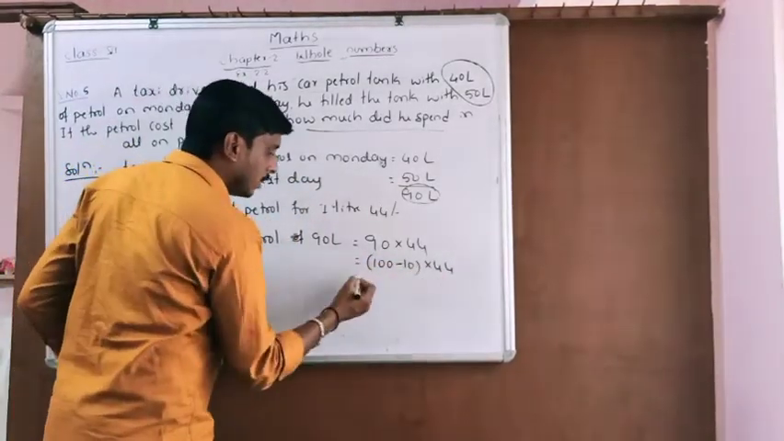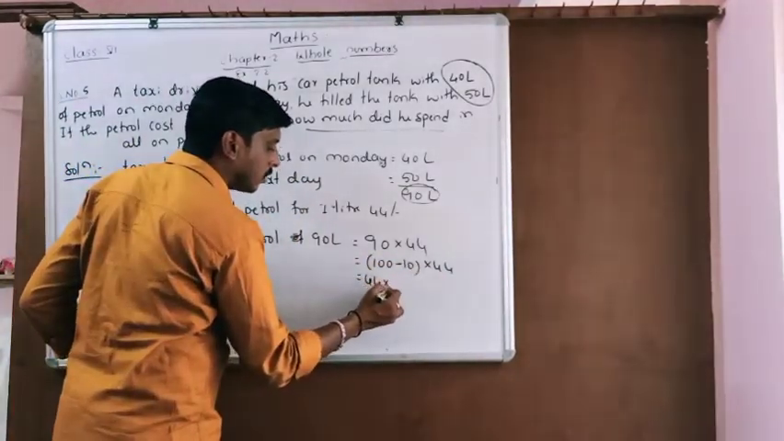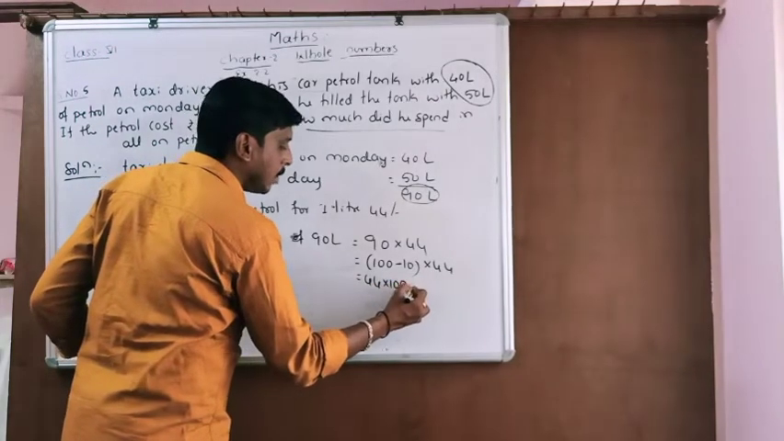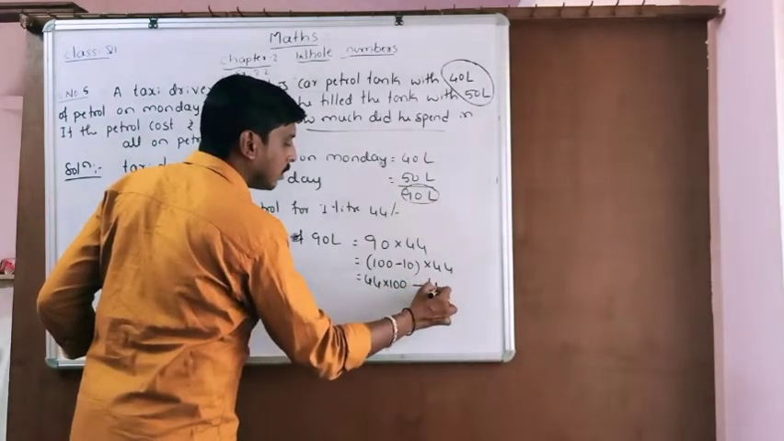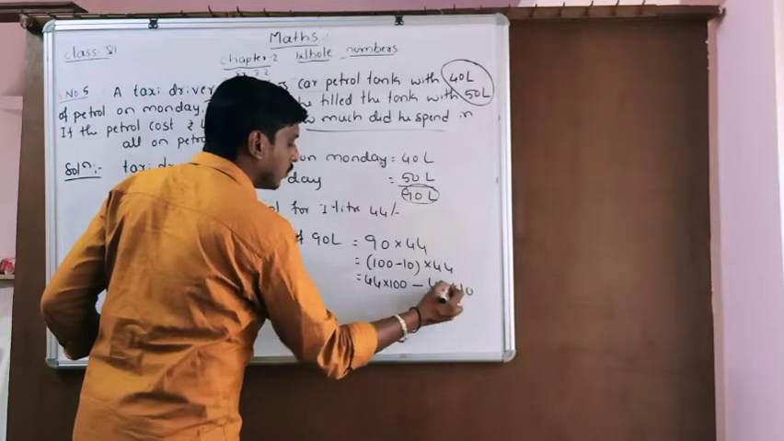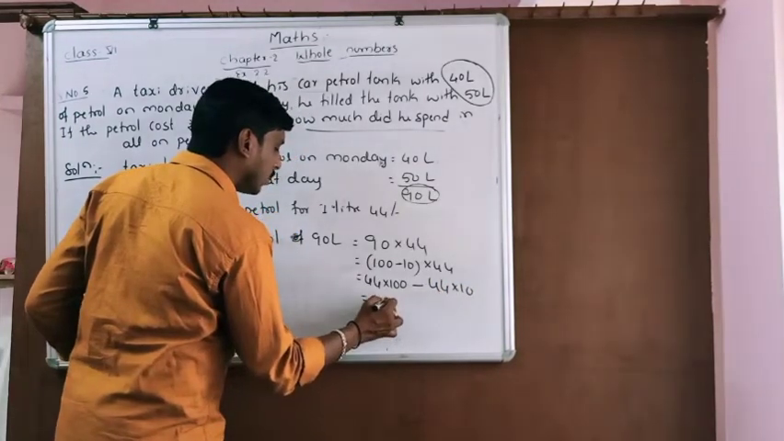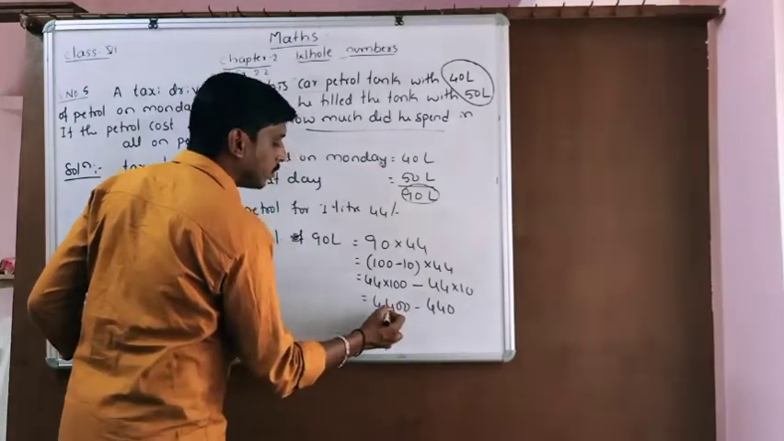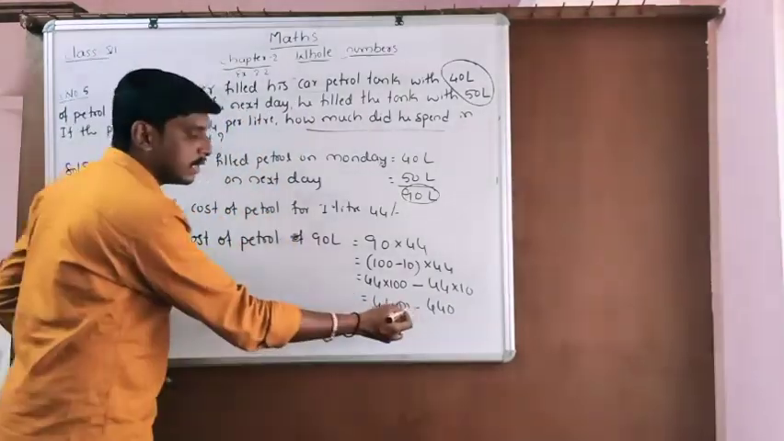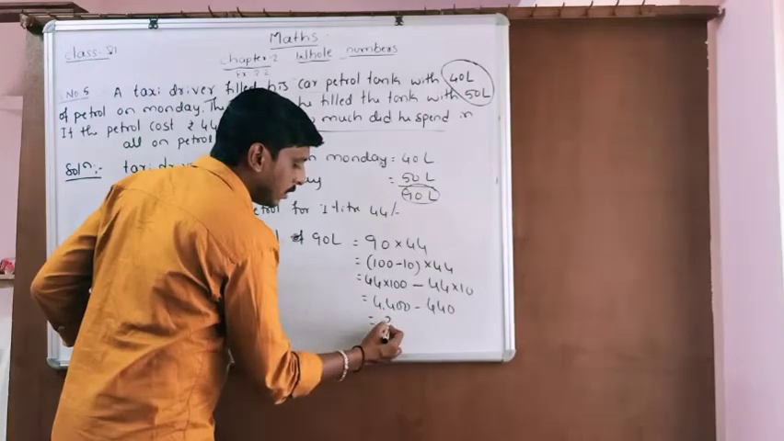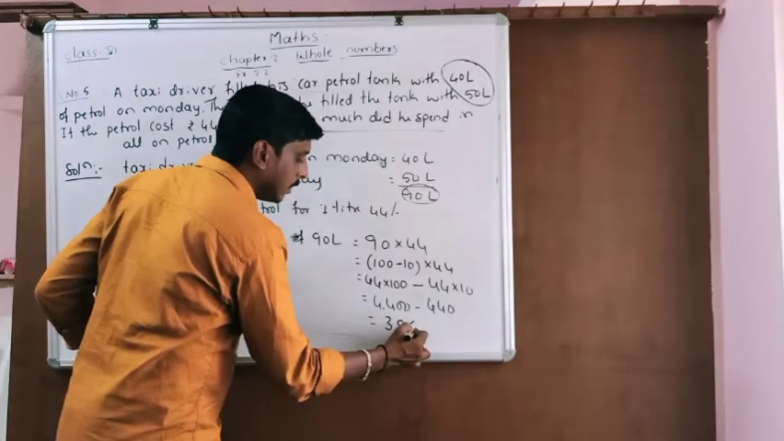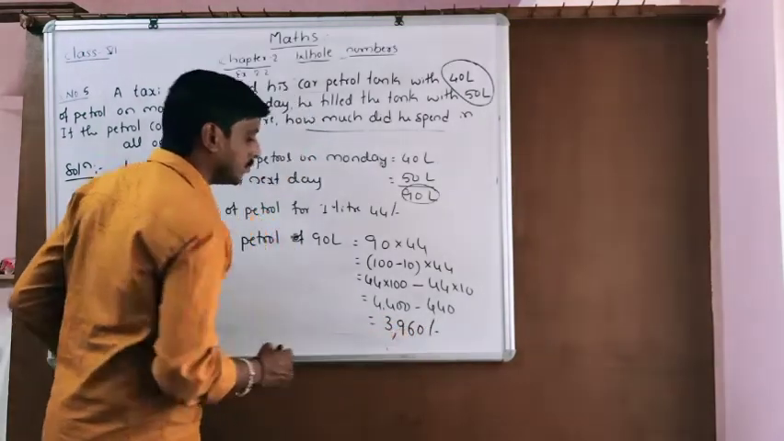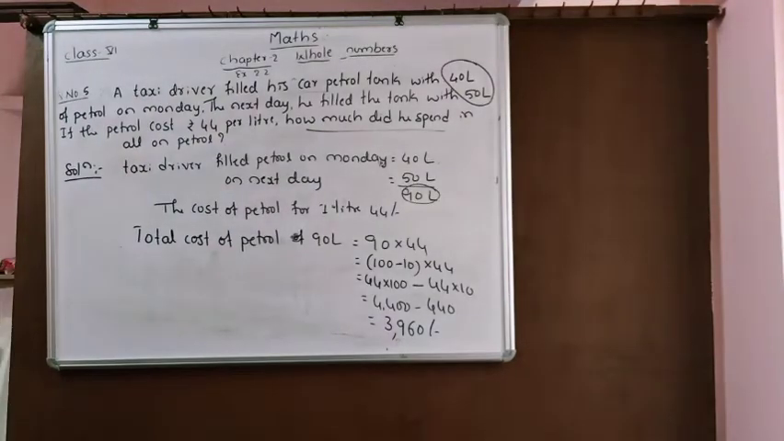So 44 into 100. Minus is there, put a minus. 44 into 10. So 44 into 100 is 4400 minus 440. When you subtract 4,400 minus 440, you will get 3,960 rupees. Okay.